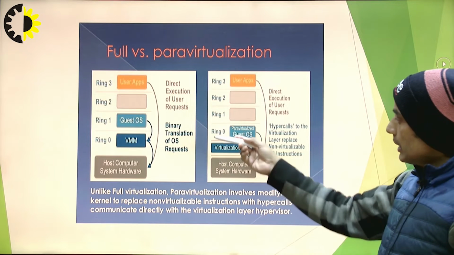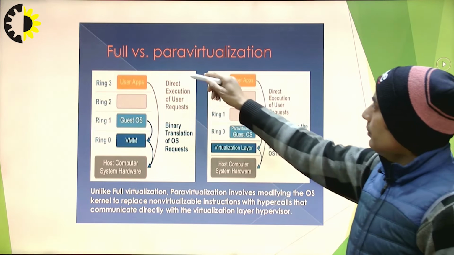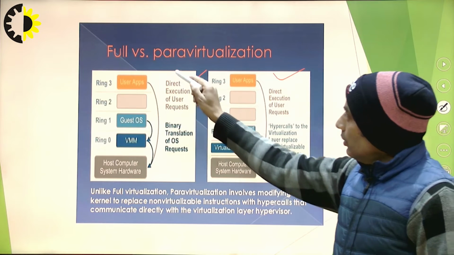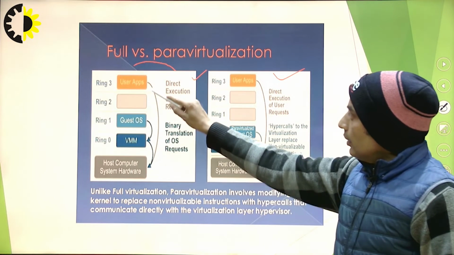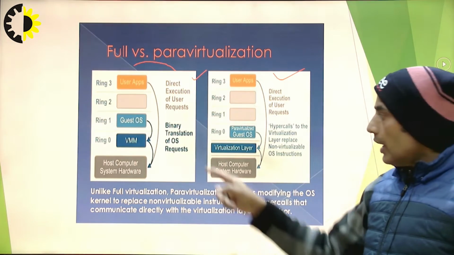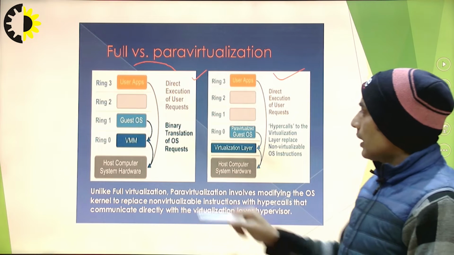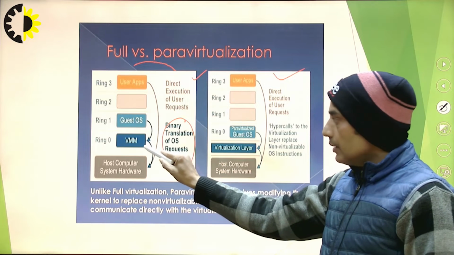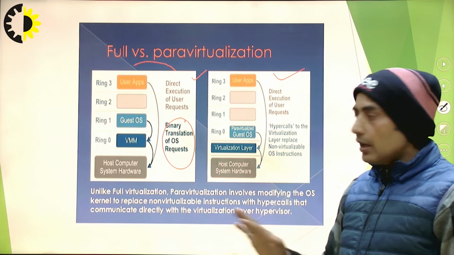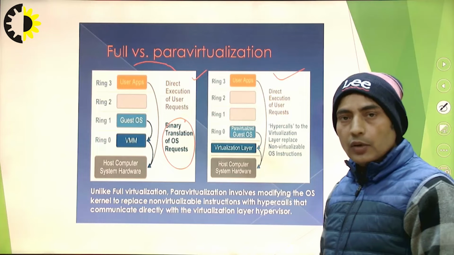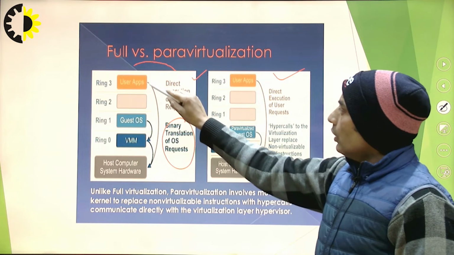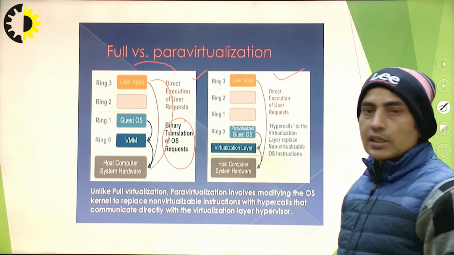Here we can see the comparison of these two with the help of this diagram. In full virtualization, there are both types of execution, direct execution and binary translation. The guest operating system's critical instructions are trapped by the VMM, then binary code is generated and executed on the hardware, and non-critical instructions are directly executed on the system hardware.